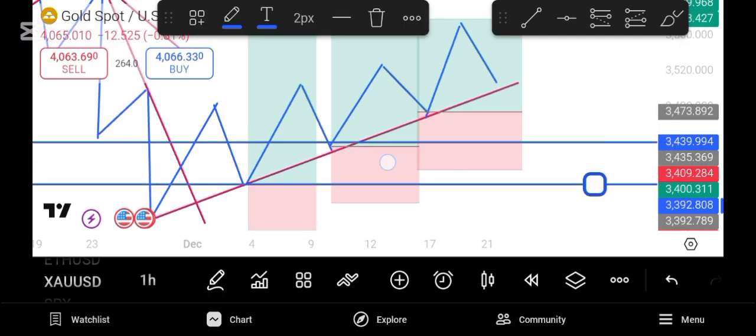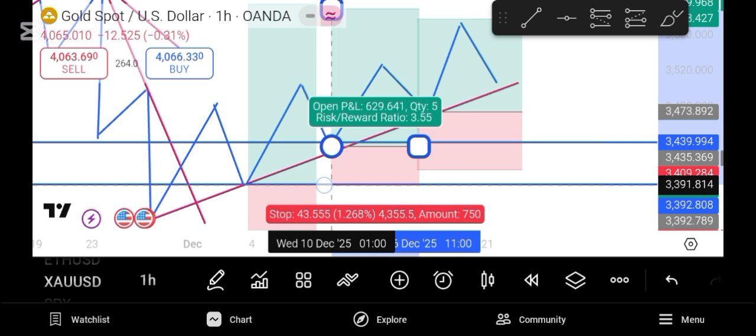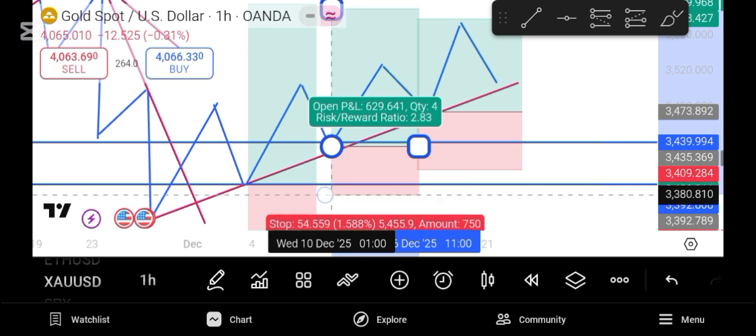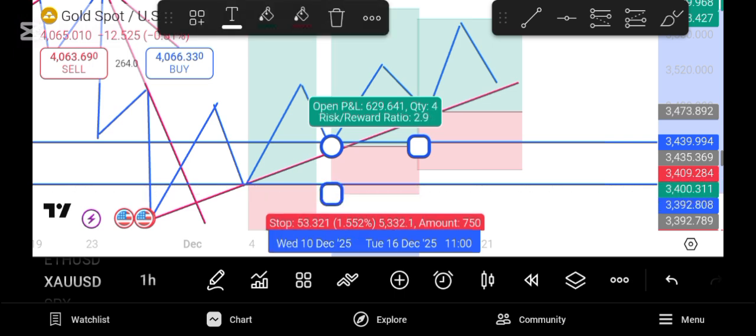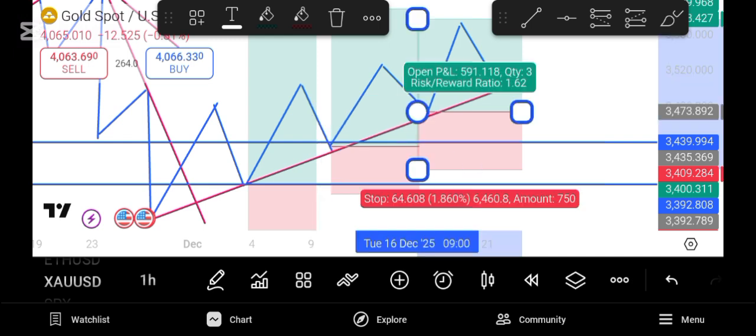So for this scale up here, your stop loss should be a little bit below it so that the retracement will not go against you.